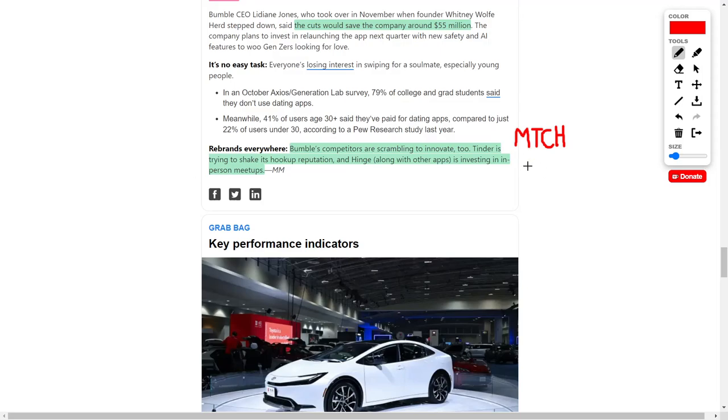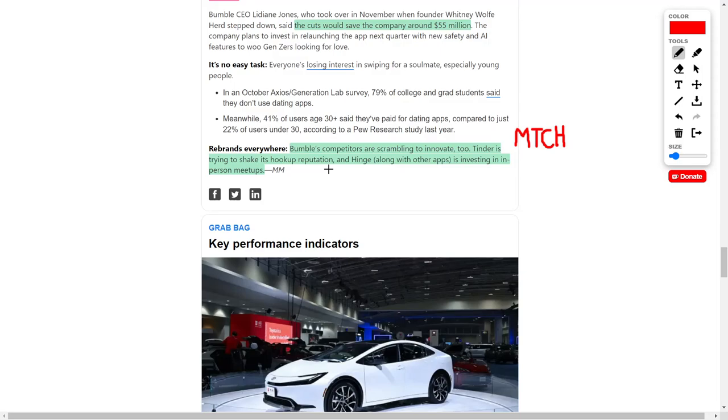Match is actually the parent company which owns the majority of popular dating apps, including Tinder and Hinge. However, it seems that all of these platforms lately have not been performing well, and it's not just Bumble. This is why Tinder is trying to shake off their hookup reputation, while Hinge and other apps are investing into in-person meetups. Therefore, Bumble is not the only one experiencing these problems, and instead it's a market problem. But overall, if I had to invest into either Bumble or Match, I clearly would invest into Match Group.